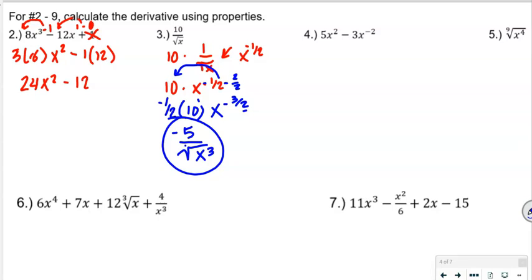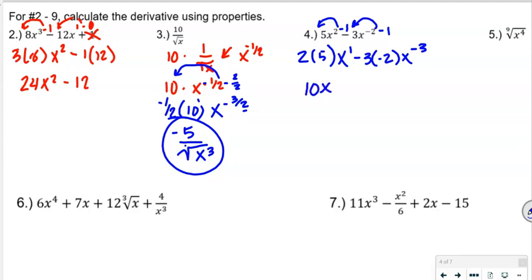Okay. So here again, multiplying this up here, subtracting 1. So that's going to be 2 times 5 x to the 1st, right? Okay. Here again, we're going to multiply this over here and subtract 1 from it. So that's going to be -3 times -2 x to the -3, right? Okay. So this is going to simplify to be 10x. And then this is going to end up being plus 6 x to the -3.